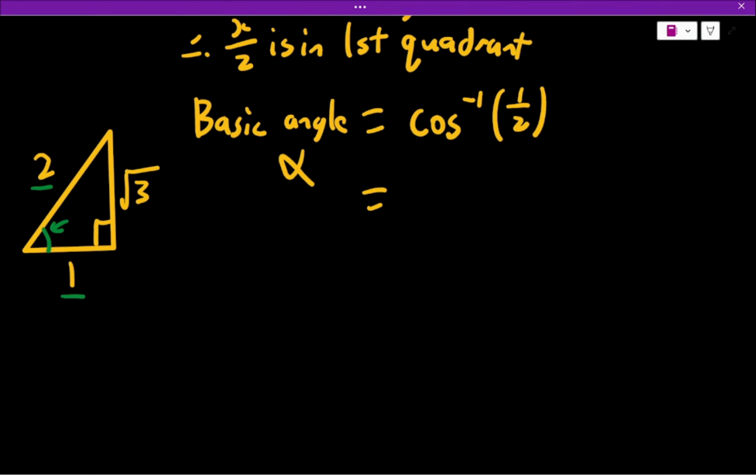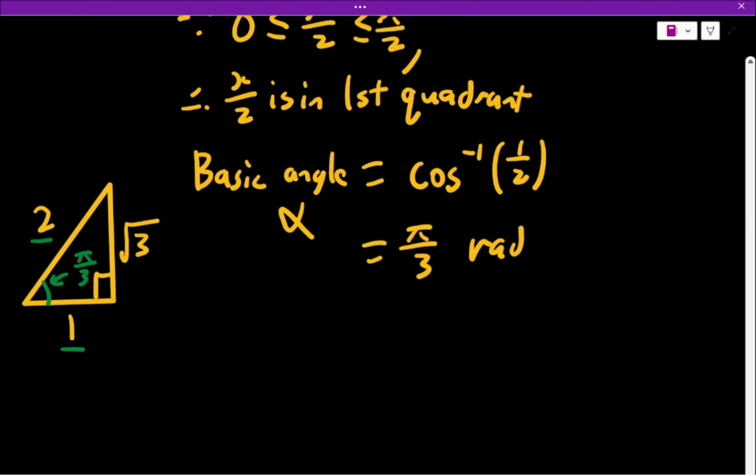What is this angle right here? Well, it is going to be 60 degrees or pi over 3 radians, which means that the inverse cosine of half is equal to pi over 3 radians. Do note that radians is not a unit, but I'm just going to write it here.